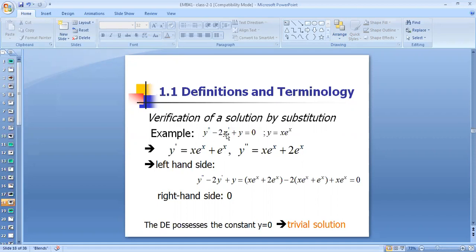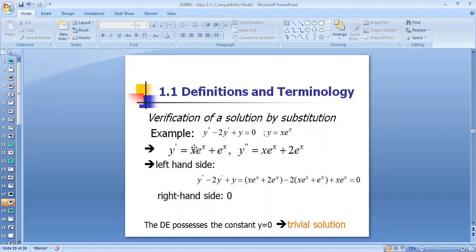Now y dash, the first differentiation, equals x e to the power x plus e to the power x. Then what will y double dash be? Taking differentiation first, y equals x into e to the power x is the solution of this. Differentiating on both sides, what will y dash be? By the u v method, x into the differentiation of e^x plus e^x into the differentiation of x. That means x e to the power x plus e to the power x, since the derivative of x is 1.